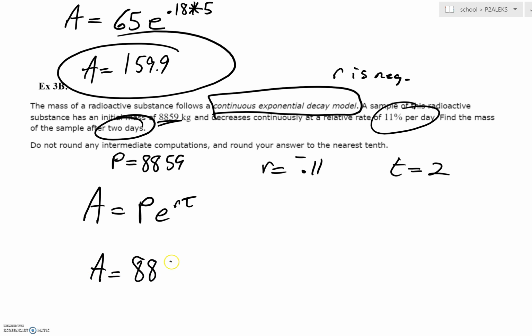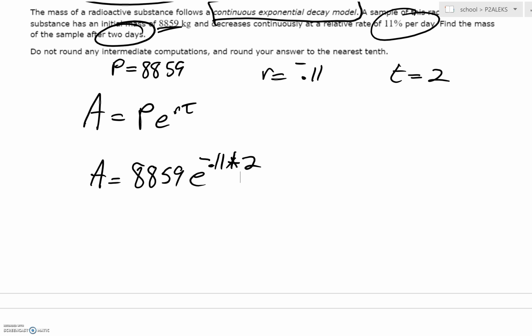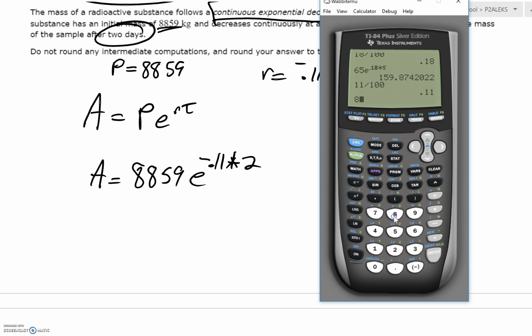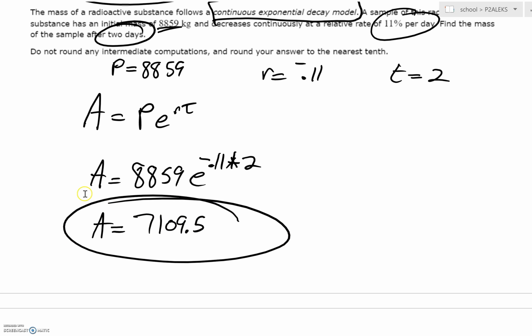So right now, you just have to type this in. Plug in your R of negative 0.11, plug in your t of a 2, and guys, here you go, 8859. We're going to say second E, negative 0.11 times a 2, and you get 7109.5. So that's all we're doing. It's the same exact formula every single time. Just have to read the question.